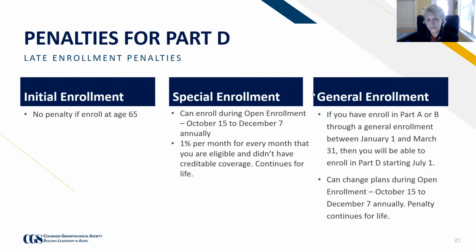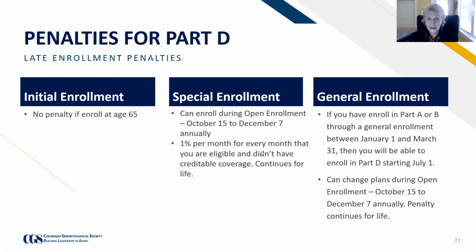So again, if you mess up the special enrollment and you didn't take it on the initial enrollment, or you messed up the initial enrollment and you didn't get yourself approved for a special enrollment period, and now you're in the general enrollment period, then basically that continues from January 1 through March 31. You sign up, and then you have coverage starting July 1. And you can change plans every year. This penalty continues for life, and that is 1% per month.